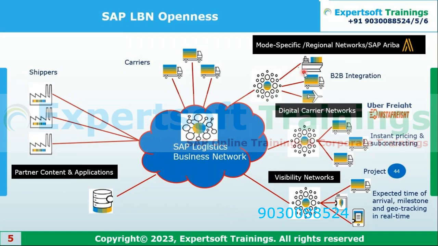You can see the B2B integrations for the confirmation of the shipping liners and airlines. You can do it for the subcontracting perspective, and from the visibility perspective, project44, Shippeo, Clear Metal, all of these will be onboarded to get real-time visibility. So it is open to everyone.